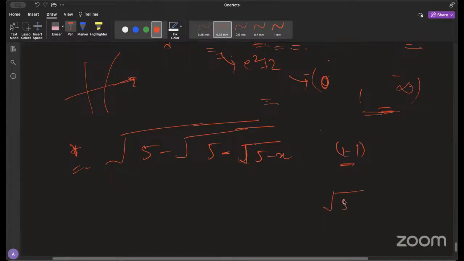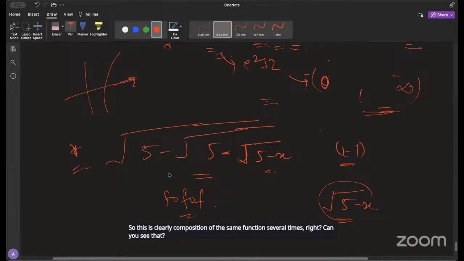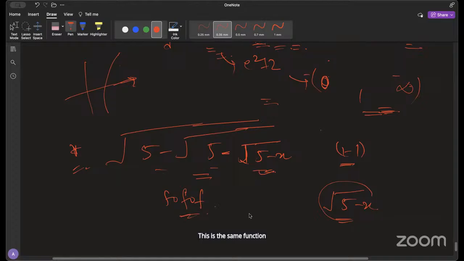Okay, this is 5 minus x, which is increasing, decreasing, whatever it is. So if this is increasing, we just know that this is clearly a composition of the same function several times, right? Can you see that? This is the same function composed several times. So if you are able to see that your f is a 1-1 function, then the composition is going to be 1-1 as well, right?